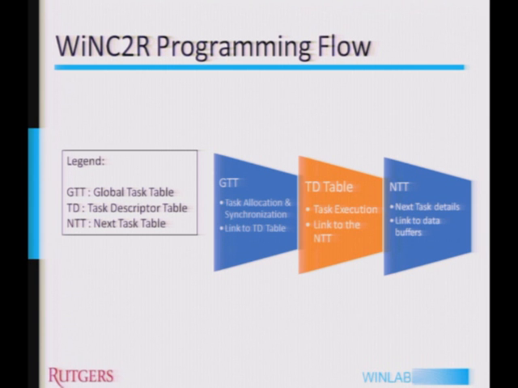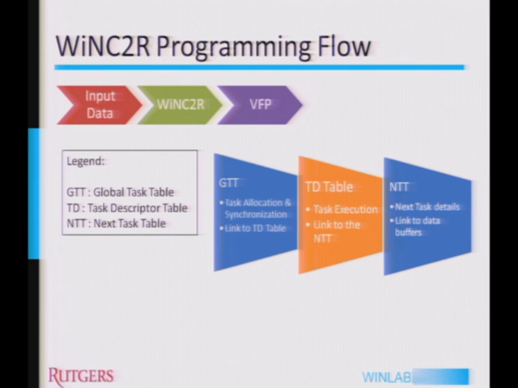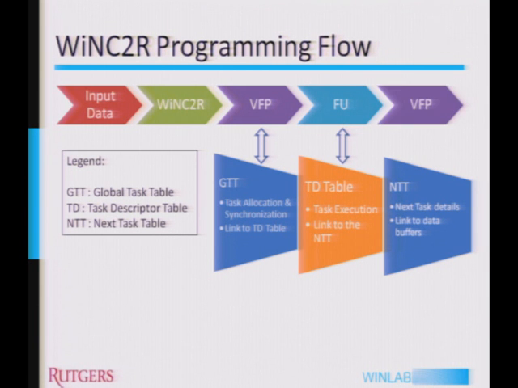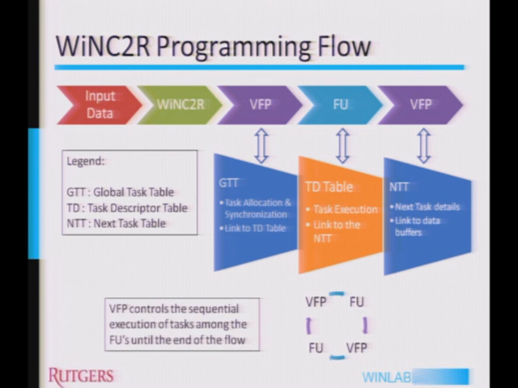How these tables are used by the system can be explained using a simple example. Consider a block of input data which is provided to the WinC2R system. It is now the function of the VFP controller to look at the global task table to identify which functional unit needs to process the block of data. It then schedules the task to the identified functional unit, which then refers to the task description table to execute the task. Once the execution of the task is complete, the functional unit sends a message to the VFP controller, which then looks at the next task table in order to schedule the next task in the flow. It can hence be understood that the processing of a task flow consists of back and forth interaction between the VFP controller and the functional units of a cluster which it is responsible for.